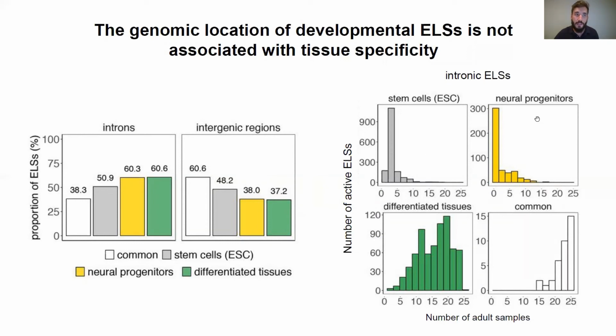As you can see, the less differentiated tissues, stem cells and neural progenitors, present a very low sharing of enhancers in adult samples, and the higher sharing is present in differentiated tissues and in the common enhancers, which regulate housekeeping genes.